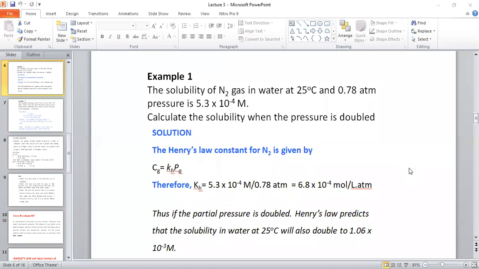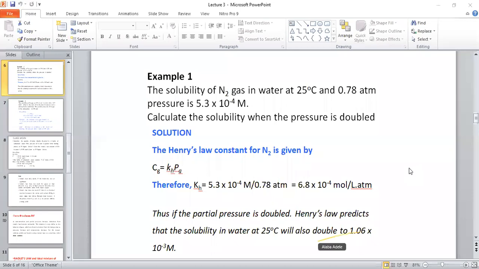Your Henry's constant is your solubility divided by the partial pressure. And you've been given the solubility and the partial pressure. So when you divide it, you have your Henry's constant for nitrogen gas as 6.8 times 10 raised to power minus 4 moles per liter atmosphere. So now you have the Henry's constant for nitrogen gas.